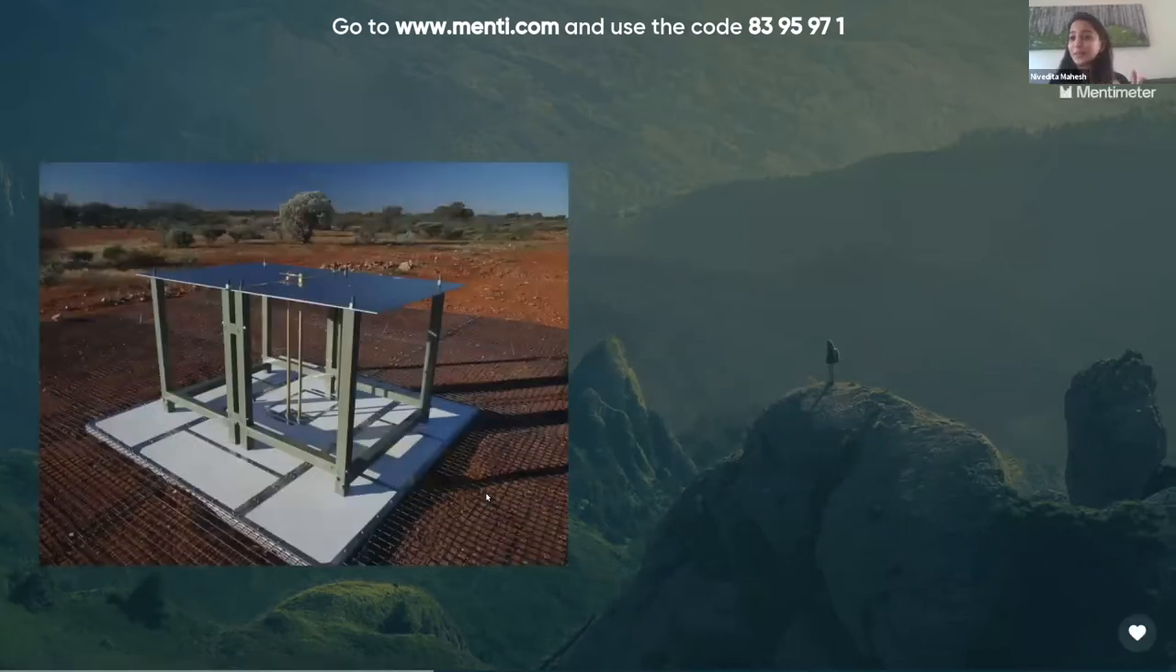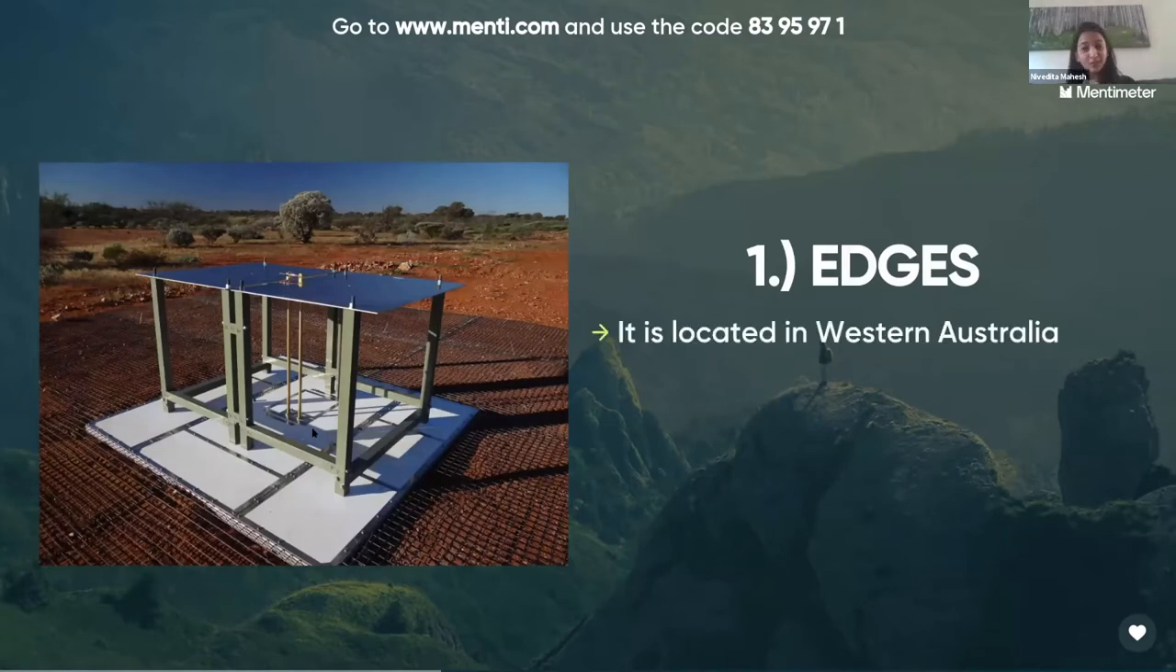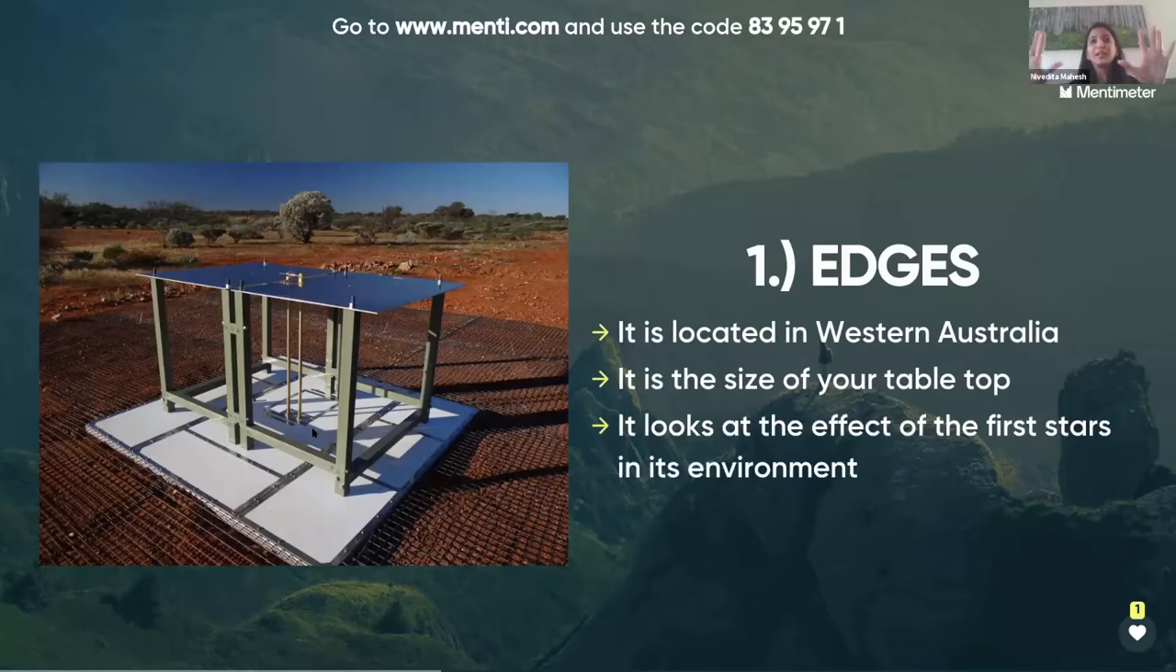Okay, the first experiment. There are a few experiments we focus on. The first experiment is called EDGES. This is a photo of EDGES that I'm showing you here. It is located in Western Australia, again, a very remote location. It is the size of your tabletop, to give you some scale. It's a single antenna, size of your tabletop, and it's actually looking for the very first stars. To give you more details, it's looking for the effect the first stars had in its environment.